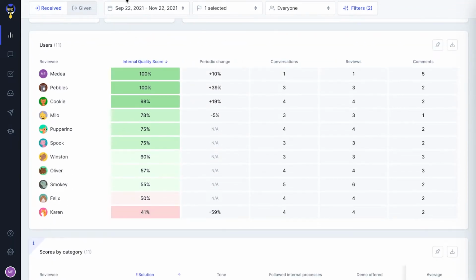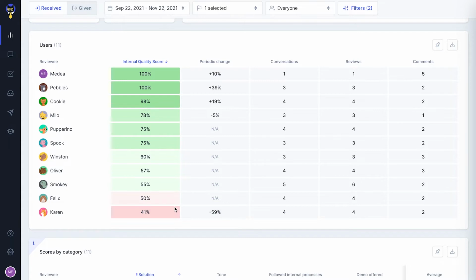The table below shows you IQS score per agent, and so right away you can tell who are your top performers and who need some guidance in certain areas. In our case, Felix and Karen.